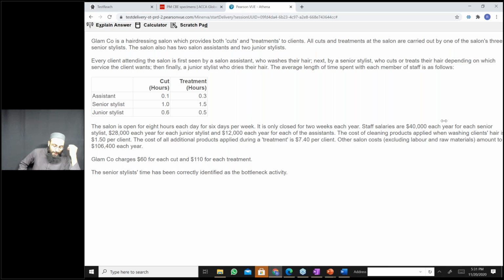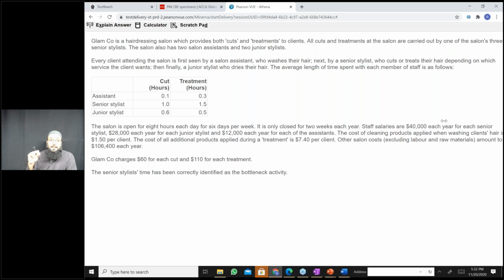Okay. Every client attending the salon, now this is important for me. Every client attending the salon is first seen by a salon assistant who washes their hair. Next by a senior stylist who cuts or treats their hair depending on which type of service the client wants. And finally, a junior stylist who dries their hair.